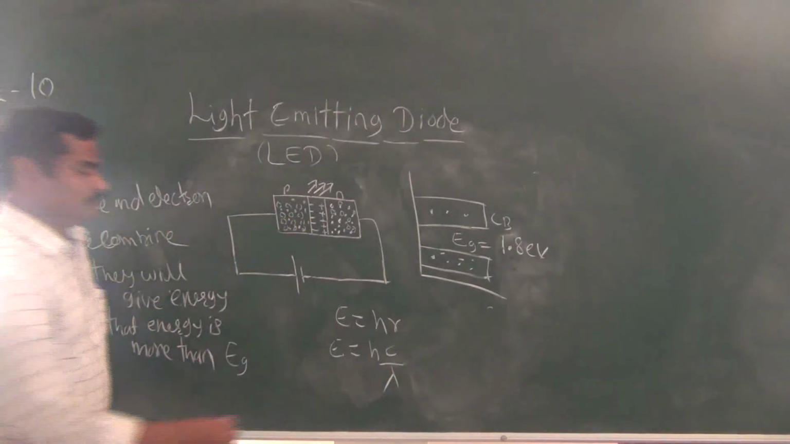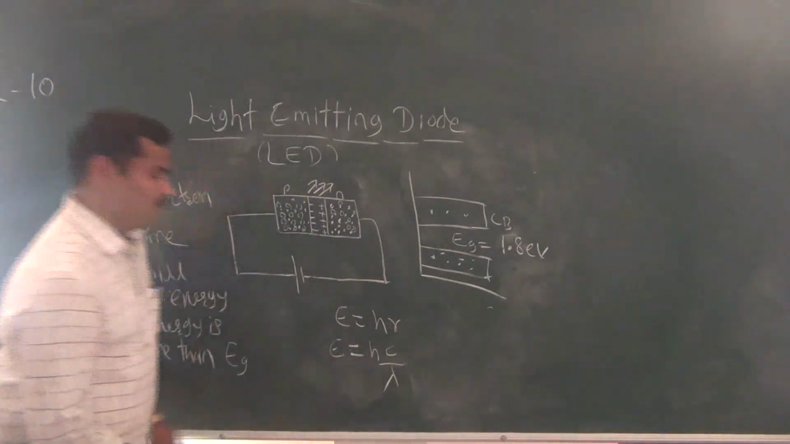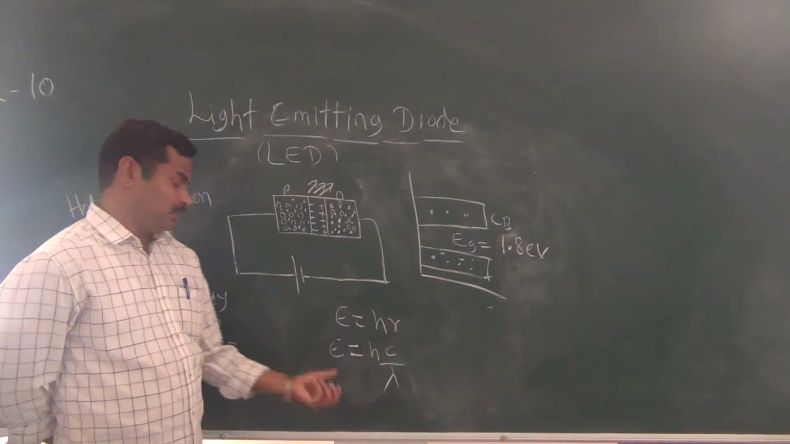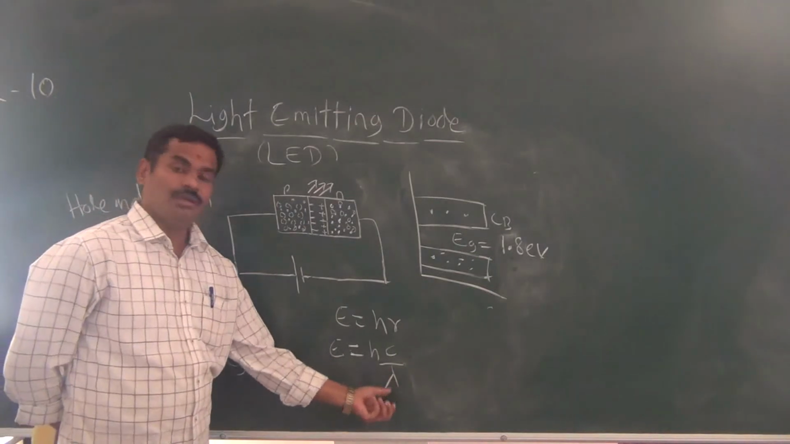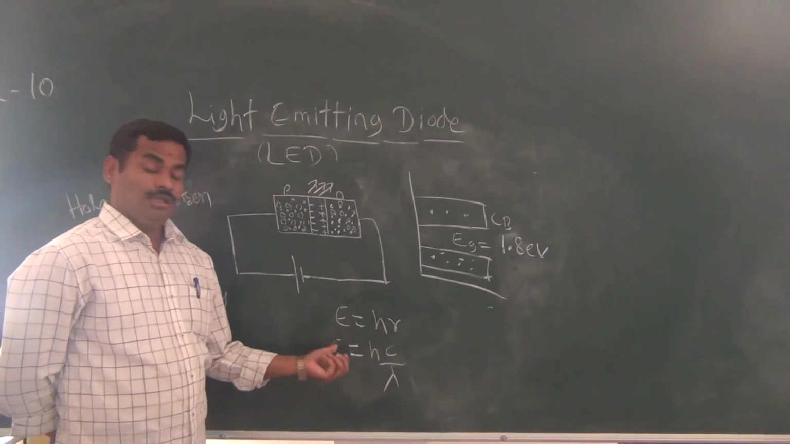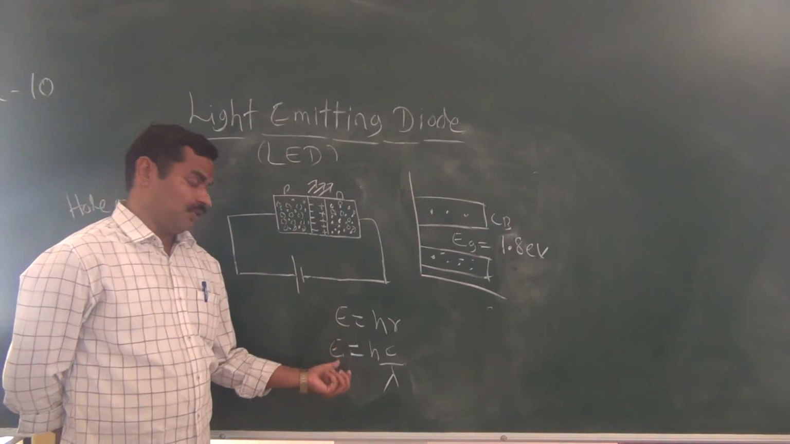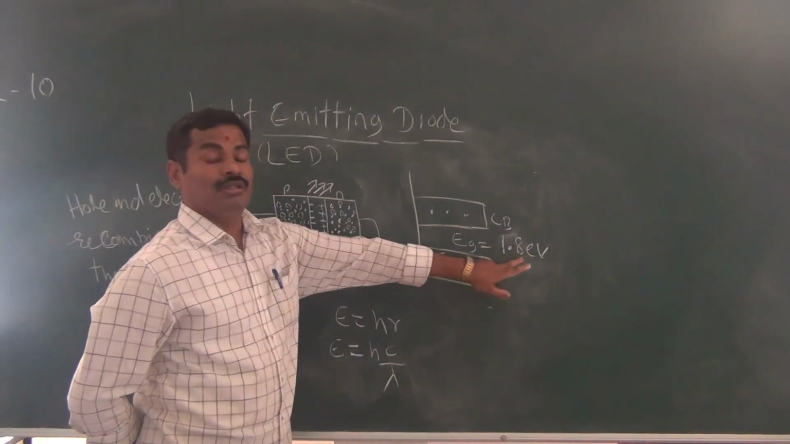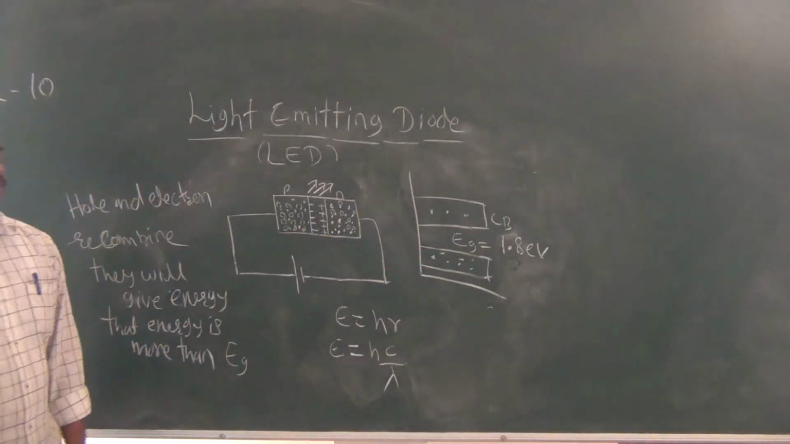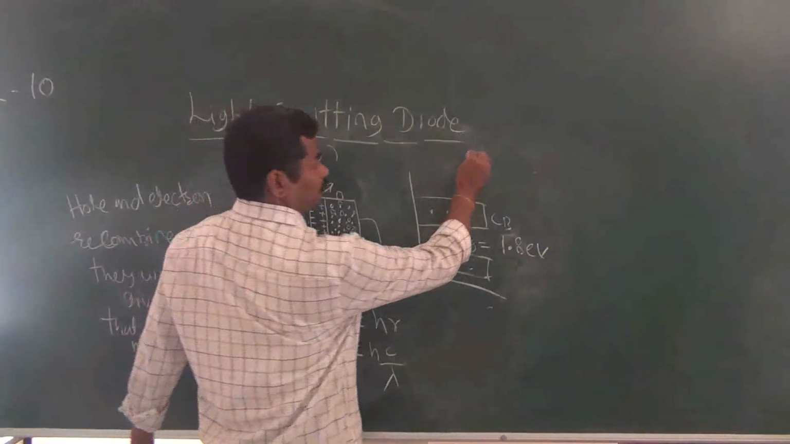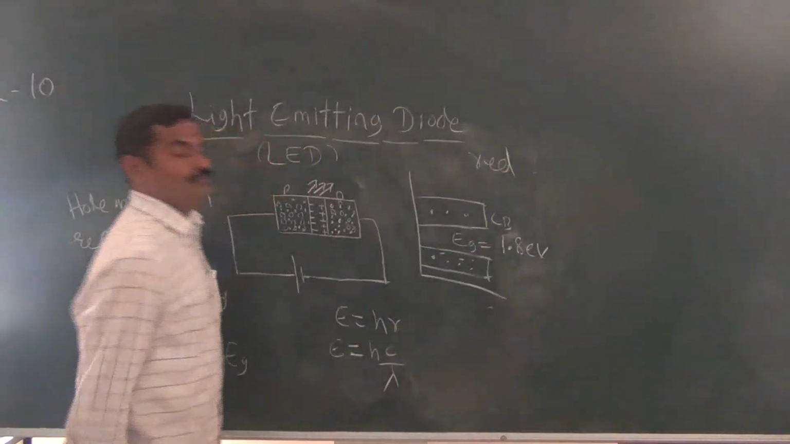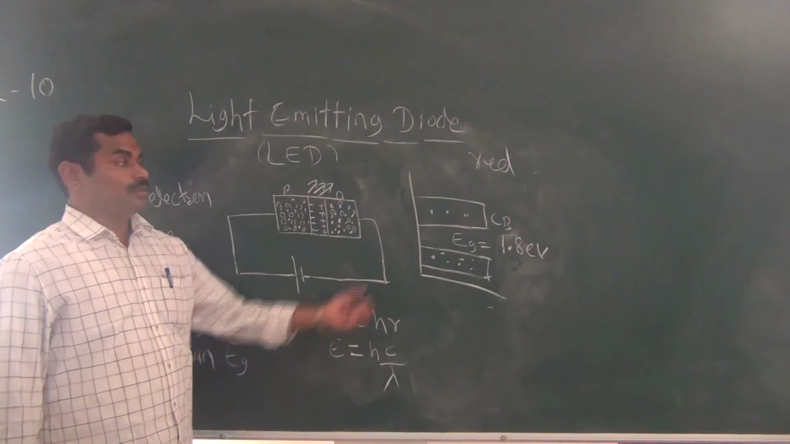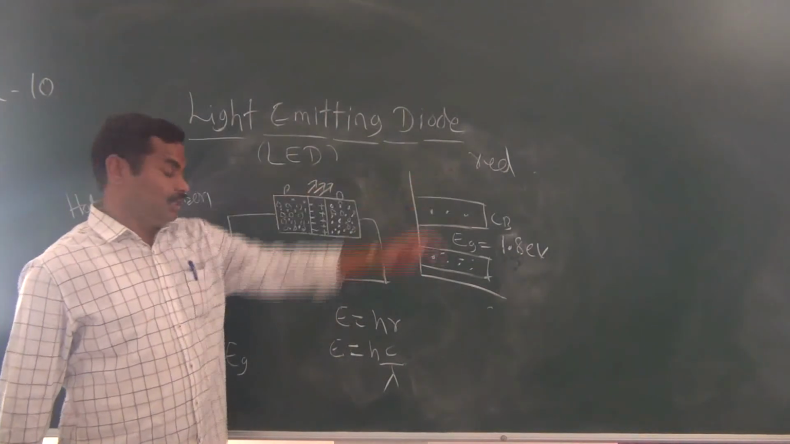And the important thing here: h is constant, c is also constant, but your energy depends upon the lambda. It means if you are applying energy of nearly 1 point something electron volt, they will give the energy in terms of light. It may be the red light, or the green light, or the yellow light. It means depending upon the energy gap, we can get different types of light.